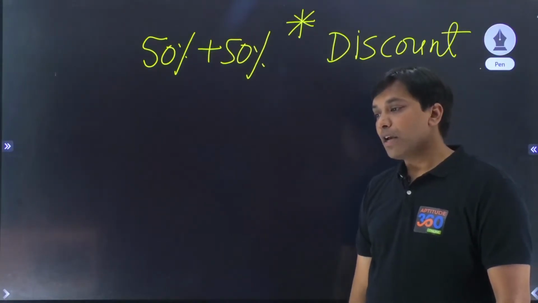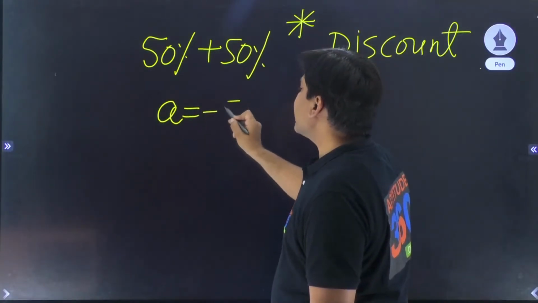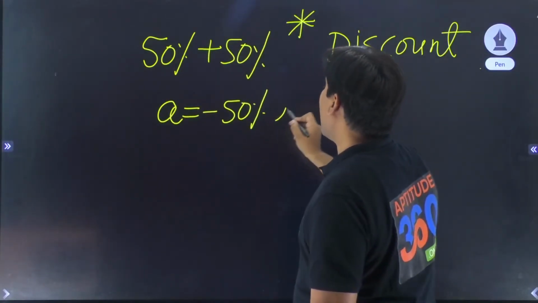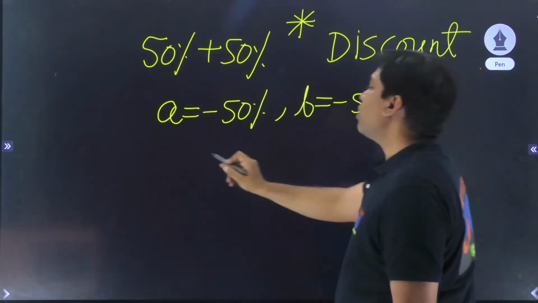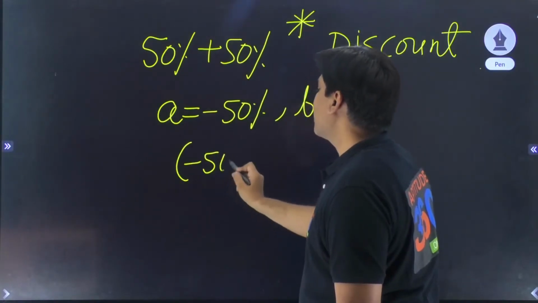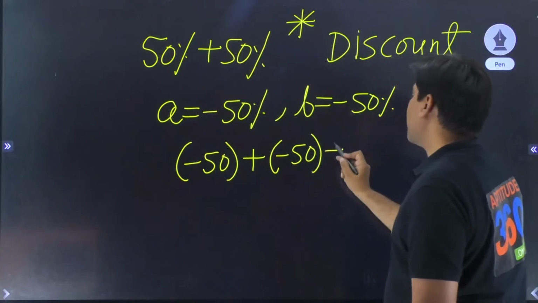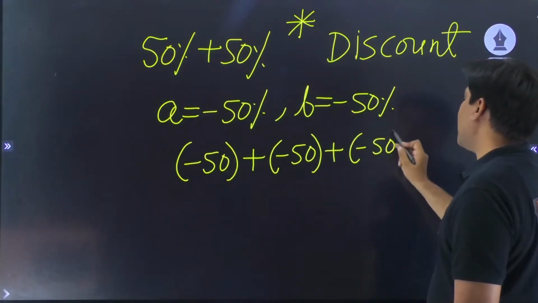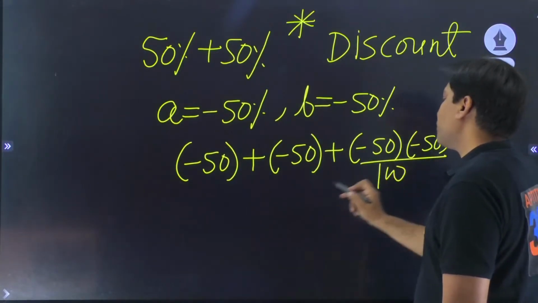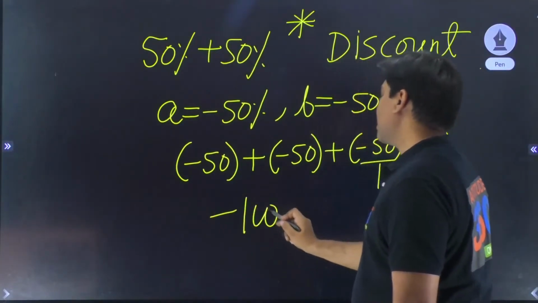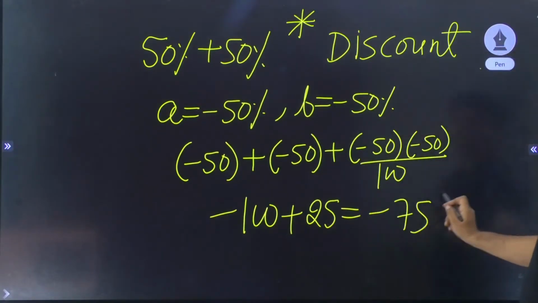Pranesh is also getting it, because A will have to be taken as negative 50%, isn't it? And B should also be taken as negative 50%. So A plus B plus AB upon 100. If you want to simplify, this is minus 100 plus 25. The final answer is coming out as minus 75%.